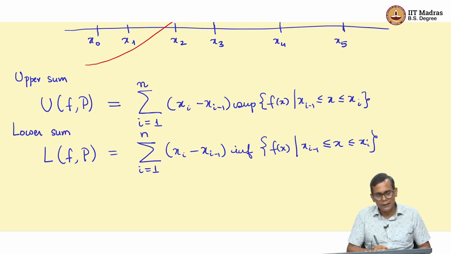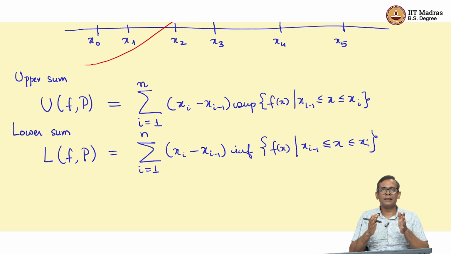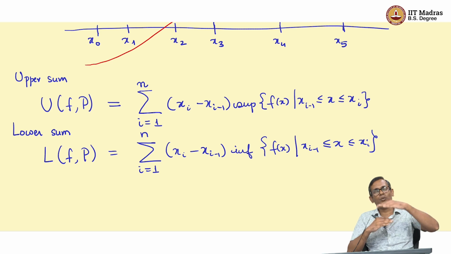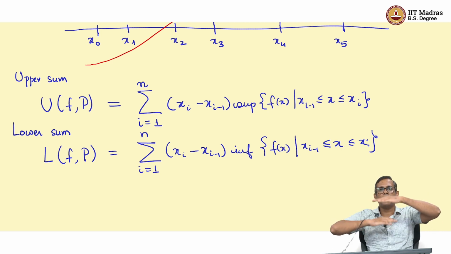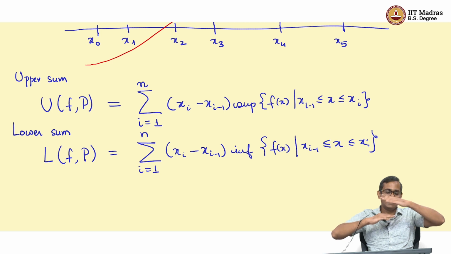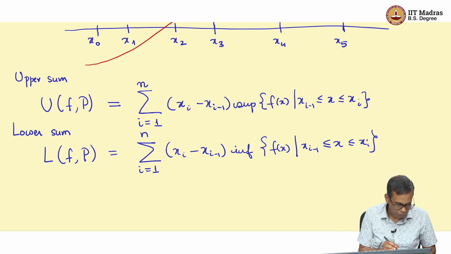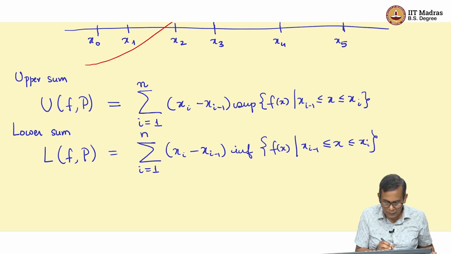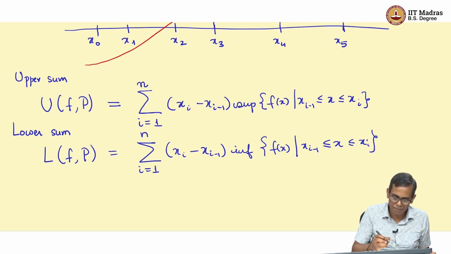The hope is that by partitioning the interval AB appropriately, maybe into smaller and smaller pieces, we'll get better and better approximations, better upper bounds, better lower bounds, and these upper and lower bounds will converge to let us compute the exact area. So let's just first investigate some basic properties of these upper sums and lower sums.